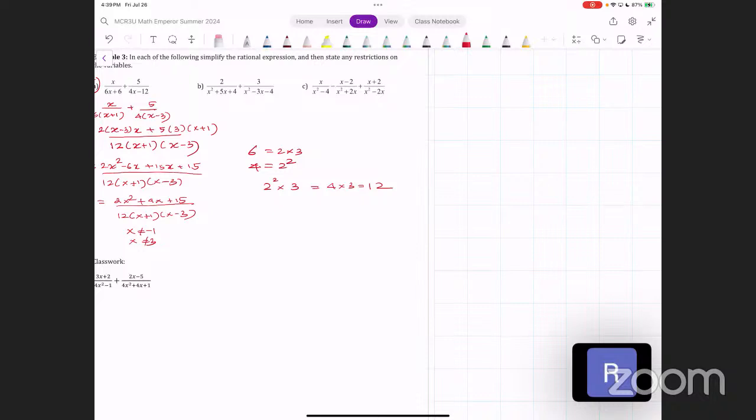Are you following what's happening? Okay, now let's go back to the logic. Can you do B? Back to the denominator first, back to the denominator.